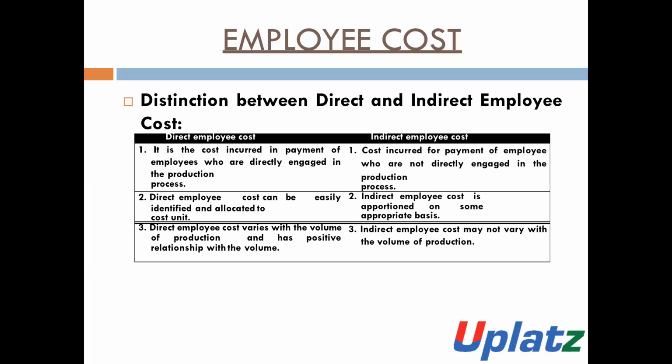Second, direct employee cost can be easily identified and allocated to the cost unit. The direct employee cost can be identified very easily and it can be allocated to the particular cost unit. But in the case of indirect employee cost, it is apportioned on an appropriate basis, because indirect cost cannot be allocated to the cost unit.